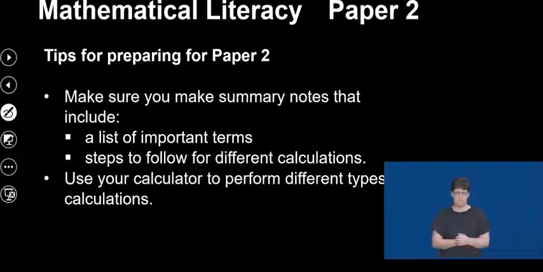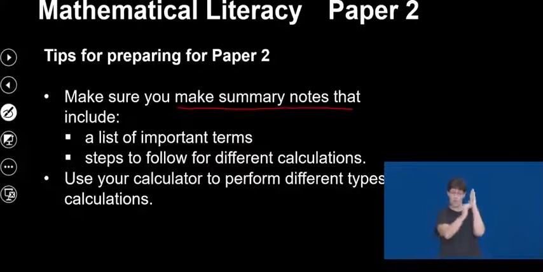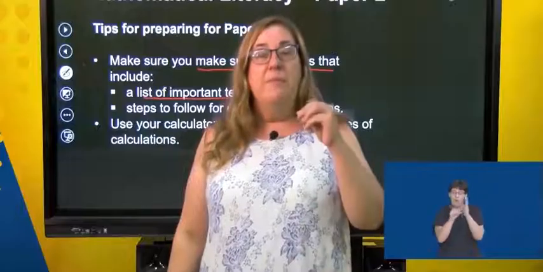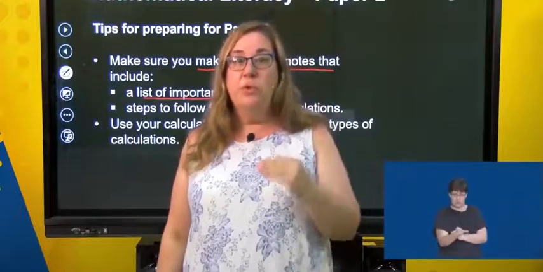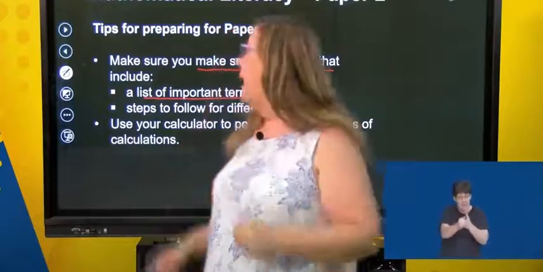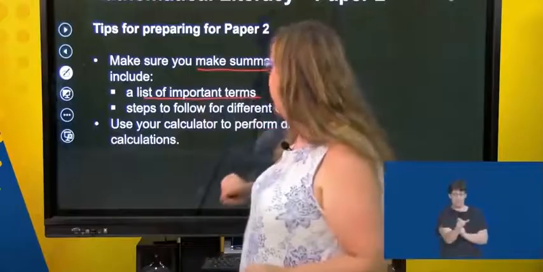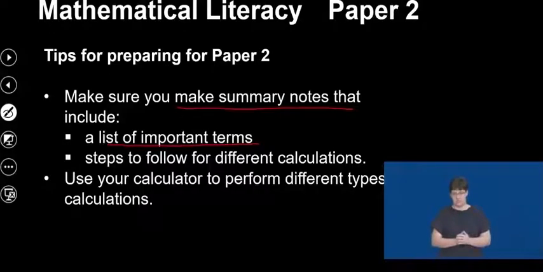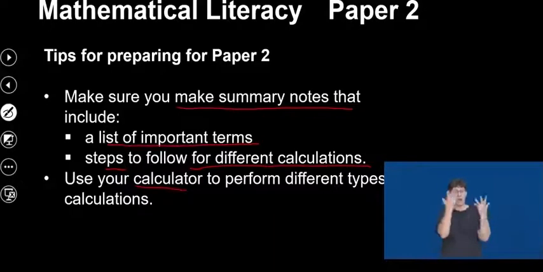We need to make sure that you have summary notes, and these must include a list of important terms. The Mind the Gap study guide has got all the important terms, so make sure that you can actually understand them. You need to remember the steps that you follow for different calculations. So that's important. And then you're going to use your calculator to perform different types of calculations.